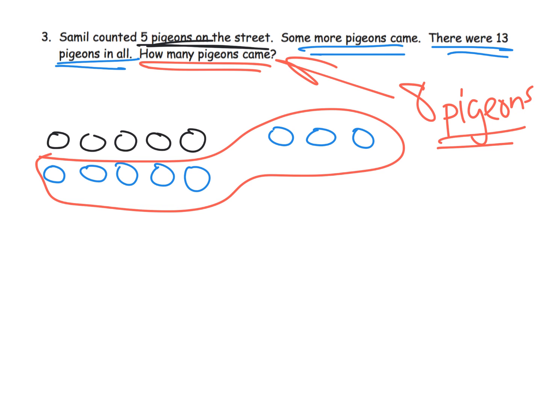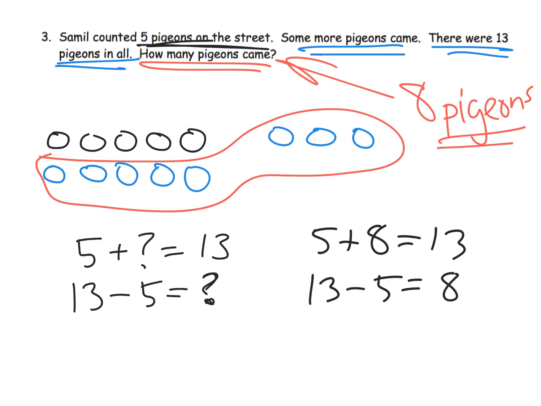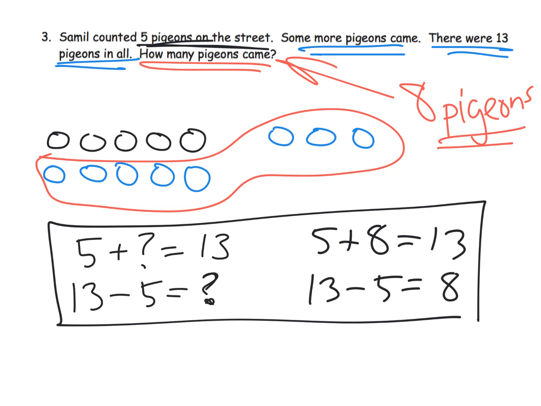So what are some number sentences students can come up with? Well, one, they could say 5 plus what equals 13. They might do 13 minus 5 equals what, in which case we know the missing value is 8. They might even write 5 plus 8 is 13, or your student might write 13 minus 5 equals 8. All of these are perfectly fine number sentences for our students.